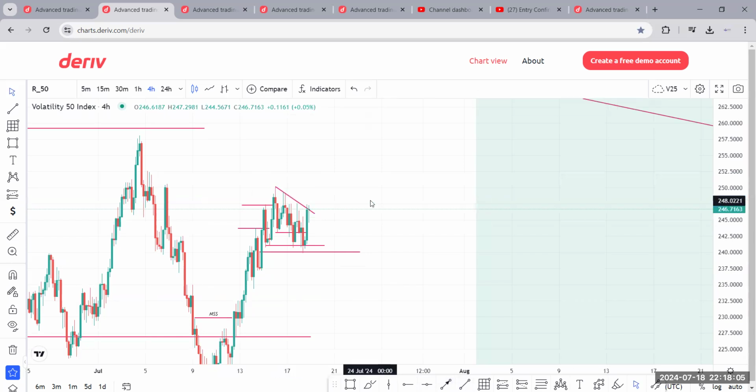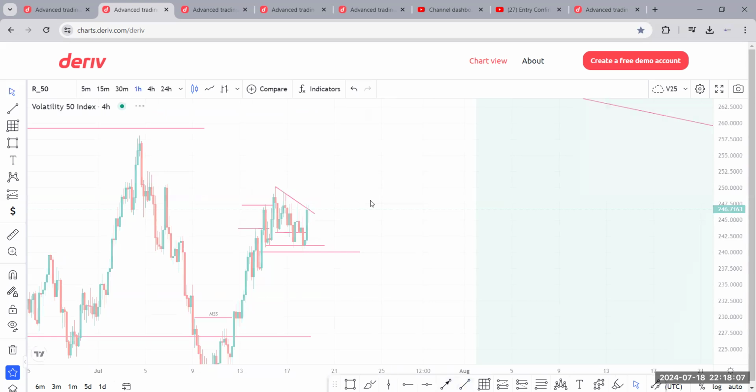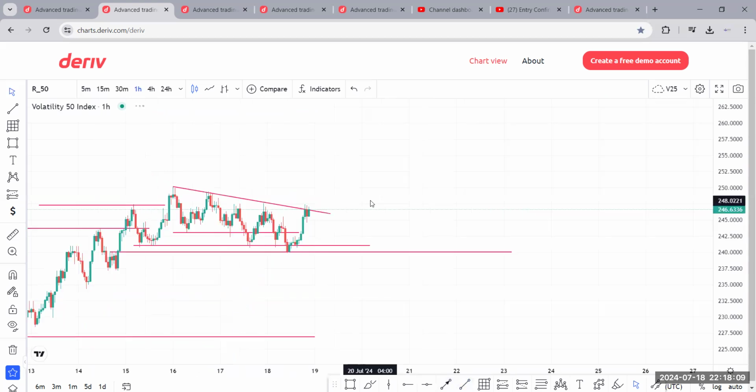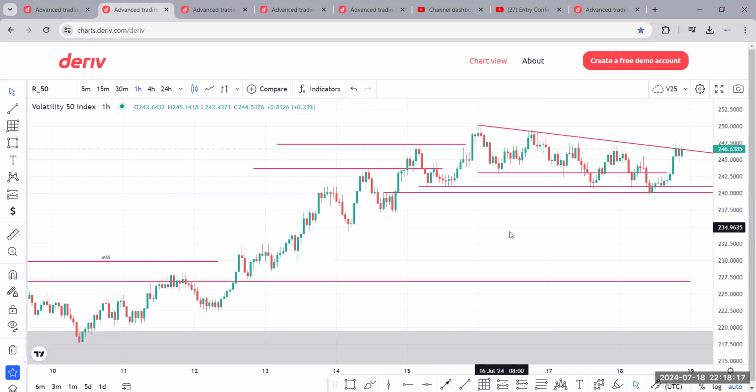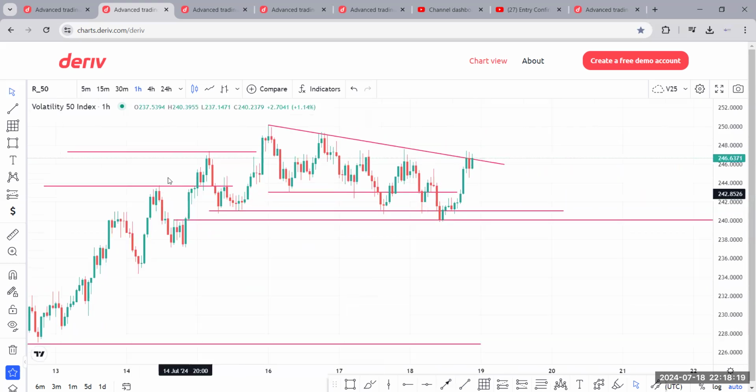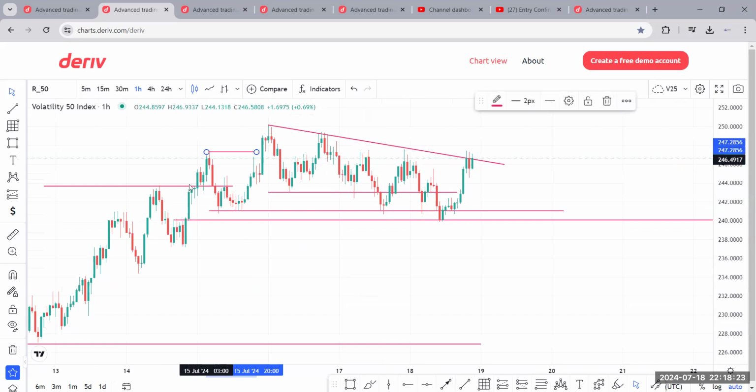So going down to our 1-hour, we can see those breaks of structure clearly here.